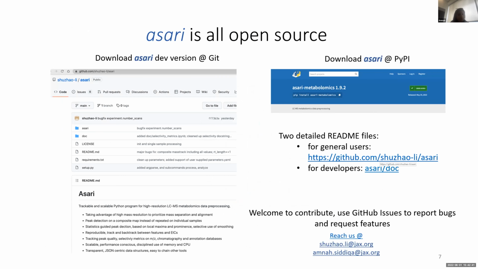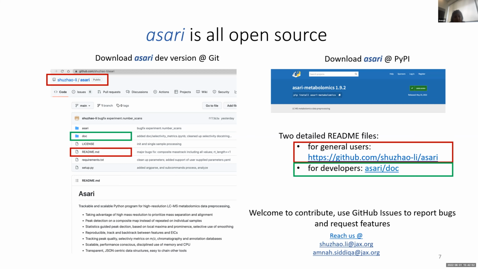Asari is all open source. You can download the development version from Shuzhao's GitHub repository and our stable release from PyPI. We have included two detailed guidelines here for general users and developers, and you're very welcome to contribute, use GitHub issues, report bugs, and request new features.